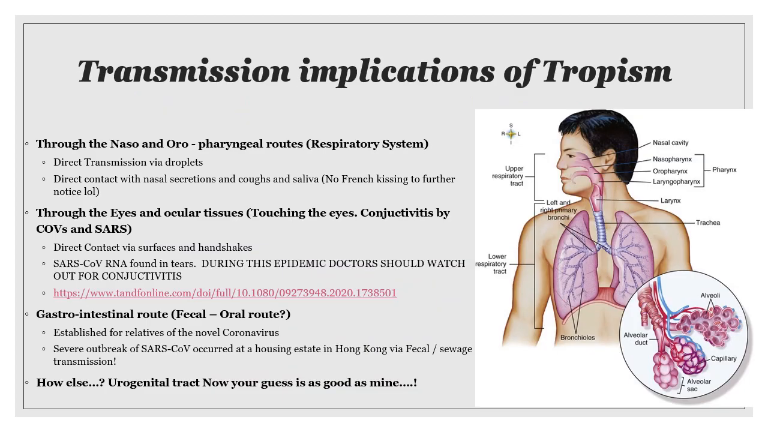So what is the implication of the viral tropism? It means you can get it through the nose, through the oropharynx.